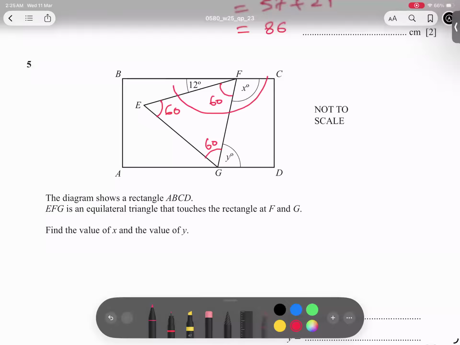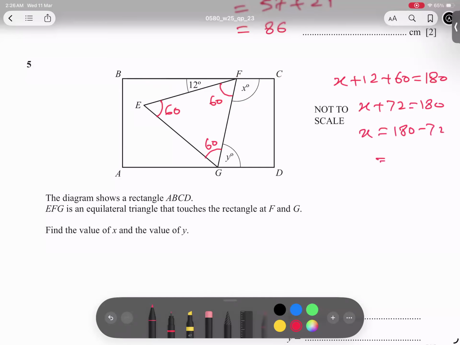Second concept you can see is a straight line. A straight line always has 180 degrees. So I can say x plus 12 plus 60 degrees is equal to 180. This is 72, and 72 will go on the other side. And 180 minus 72: out of 10, 2 gone, 8, and this is 7, so 108. I got the answer of X. So first part is done.